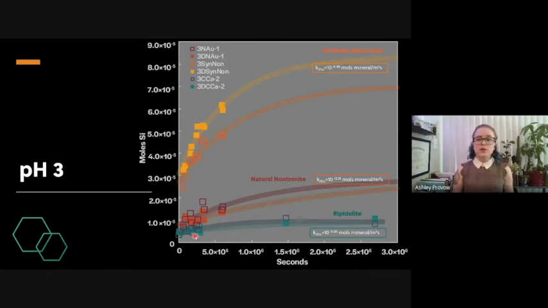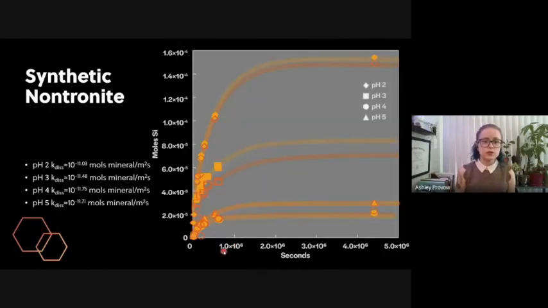Moving on to pH 3, very similar trends. We're still having the synthetic non-ternite releasing more silica in solution than the natural non-ternite and rhypidolite. Rhypidolite still has a faster dissolution rate than the synthetic non-ternite or the natural non-ternite. Again, these things are pretty expected. So we've looked at different phases of the same pH.